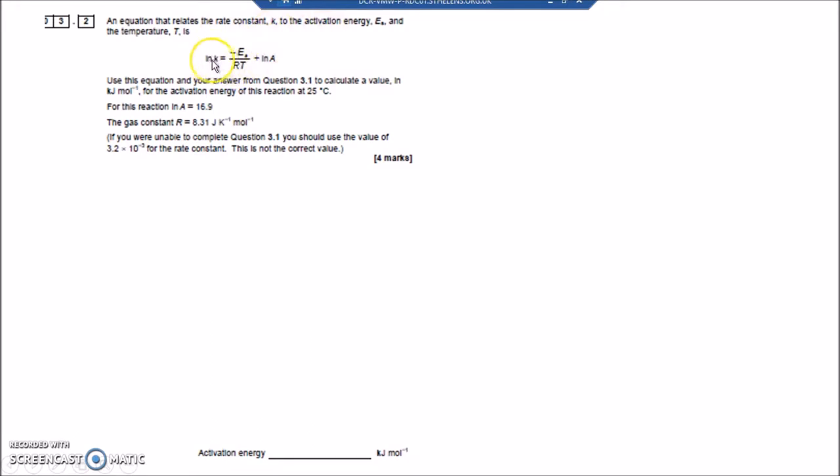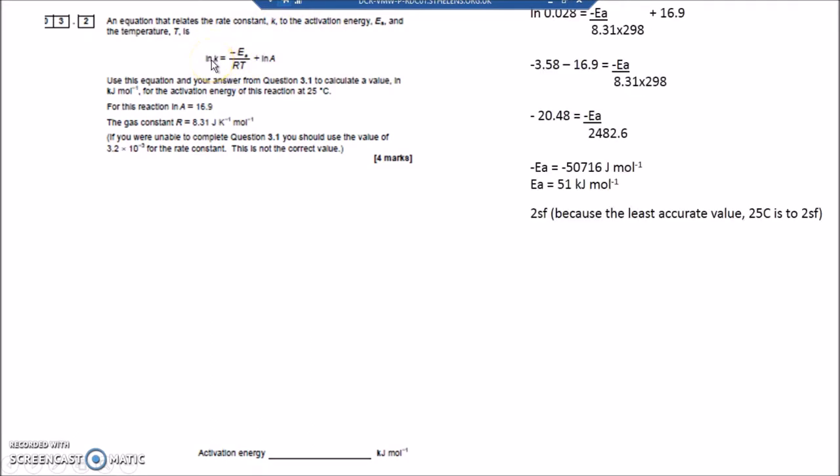So I can work out ln k, ln of 0.028 equals minus the activation energy. We don't know the activation energy, and I think that's what we've got to calculate. Calculate a value in kilojoules per mole for the activation energy, yes.